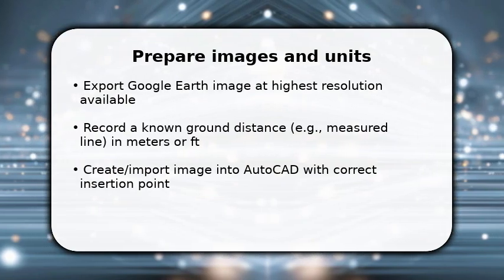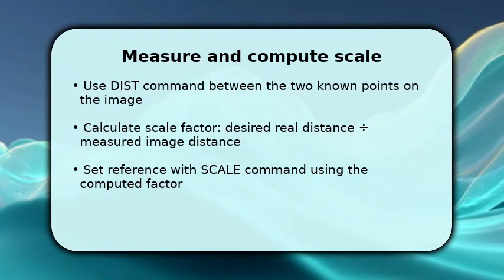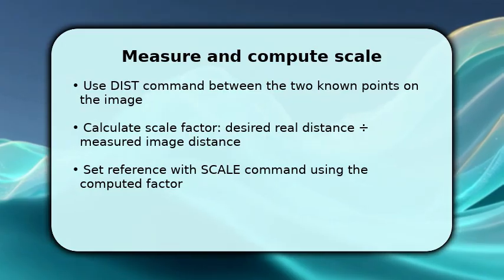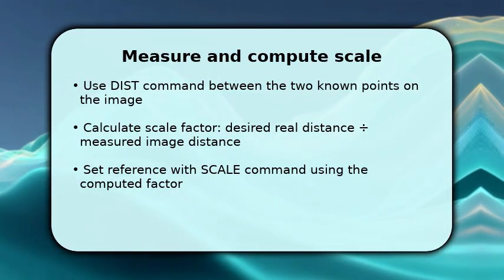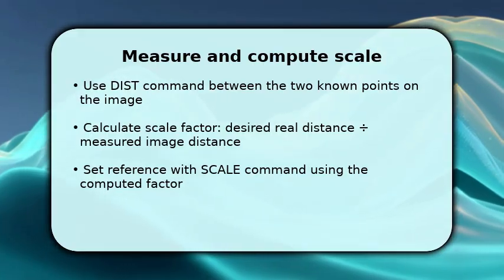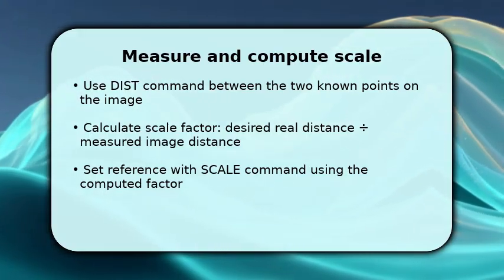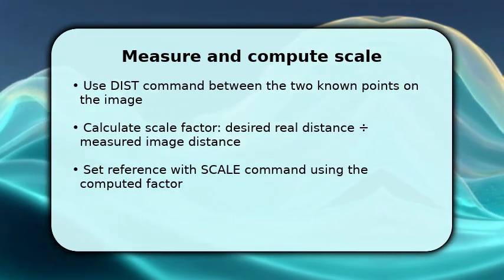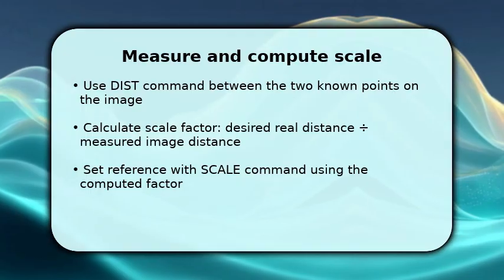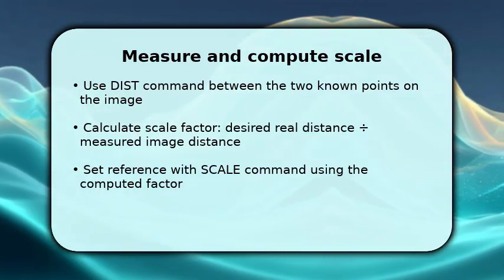Next, you precisely measure the pixel distance in Autocad using dist between the two marked points. Then compute the numeric scale factor. Take the real-world distance, in meters or feet, and divide by the measured image distance in drawing units. Once done, select the image as the object to scale. Use the scale command with a clear base point and enter the computed factor.